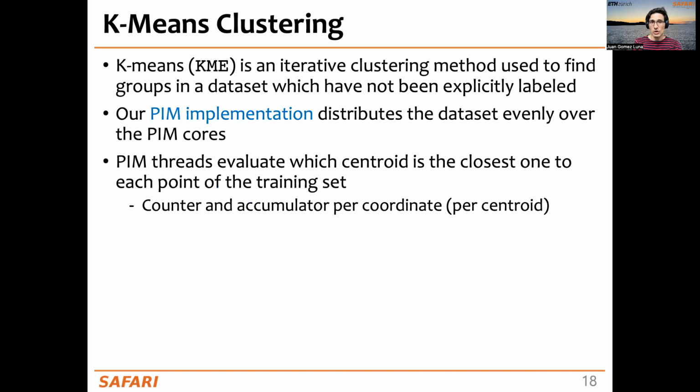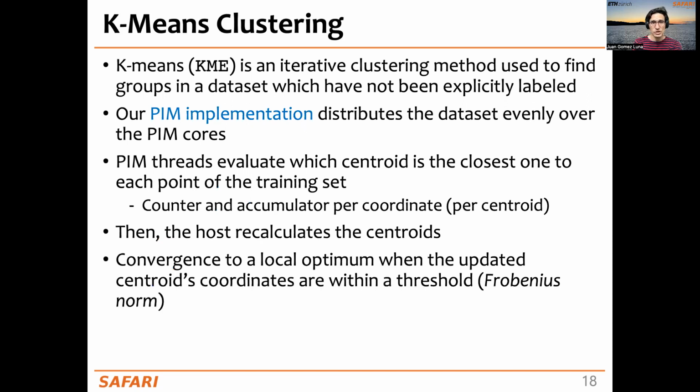To do so, there is a counter and accumulator per coordinate and per centroid, and using them, the host will recalculate the centroids after each iteration. Convergence to a local optimum happens when the updated centroid coordinates are within a threshold. That is called the Frobenius norm.